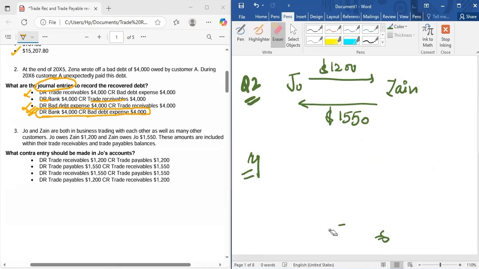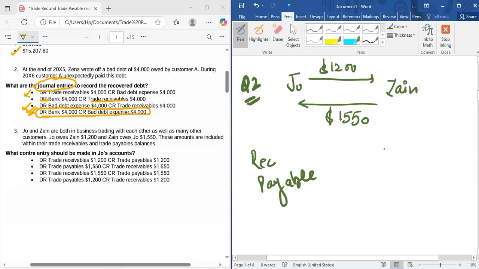So see, in books of Joe, there would be a receivable, and a payable too. Similarly, in case of Zane also, there would be a receivable for 1200 and a payable of $1550, right?